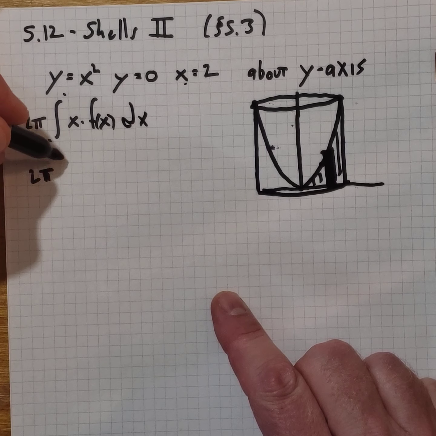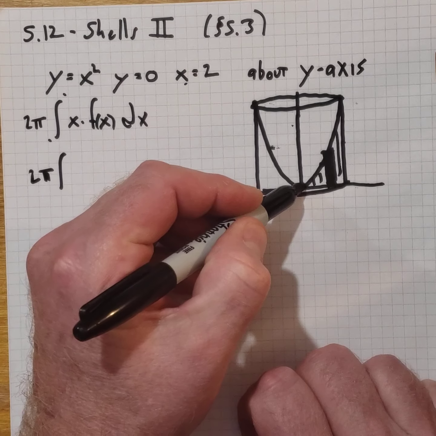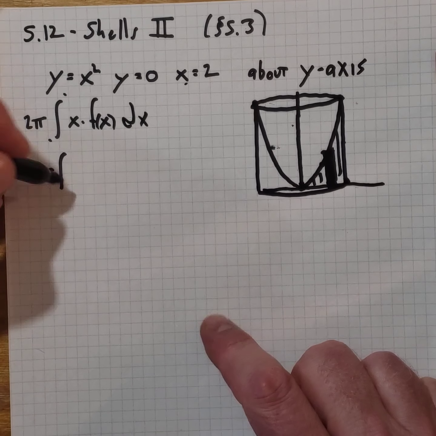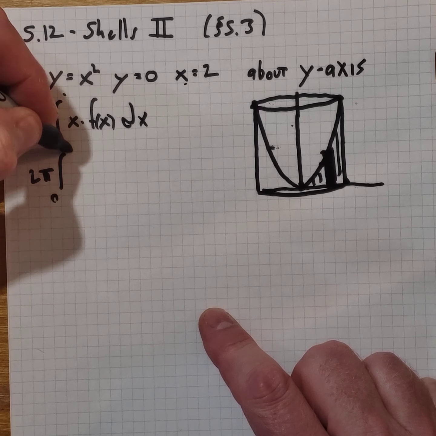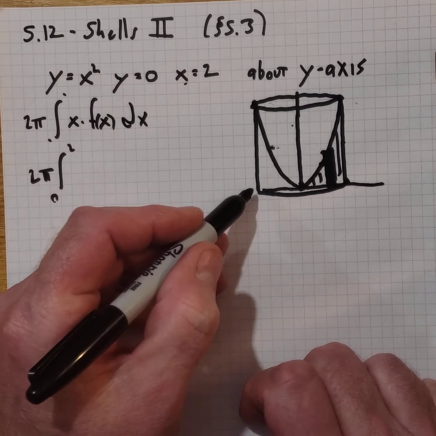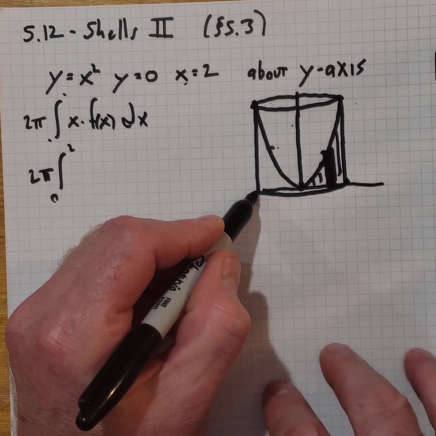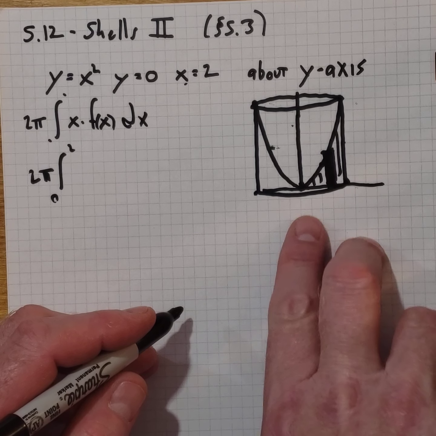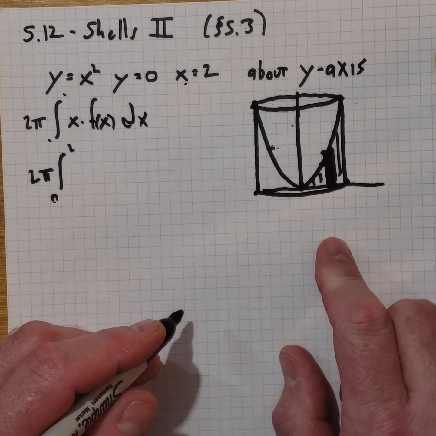So we got 2 pi. Our region starts at 0 and ends at 2. Okay, so it's where the region begins and ends that determines your limits, not where the shape begins, right? That would be -2 to 2, and that would give us a problem. I'm not really sure what that would do, but it wouldn't be good.